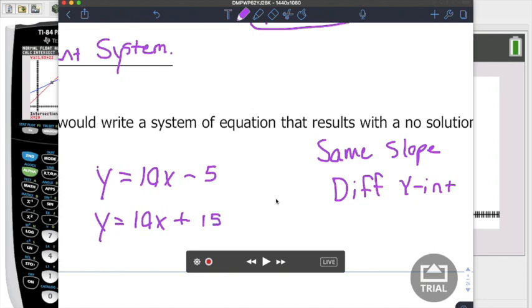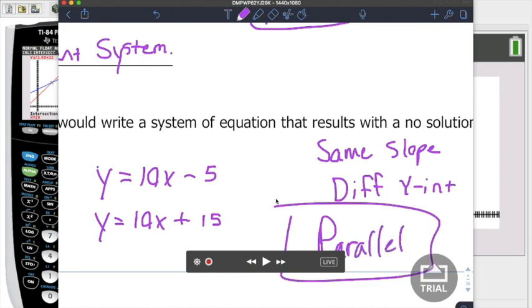There you go. So 10x minus 5, 10x plus 15: same slope, different y-intercepts. Those would be parallel. So that's a big thing you're looking for there. All right, and that is it here for today.